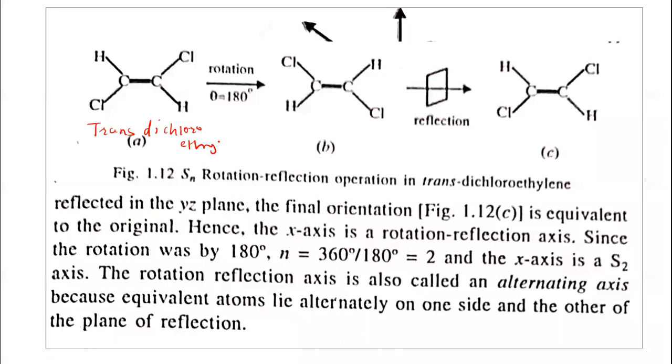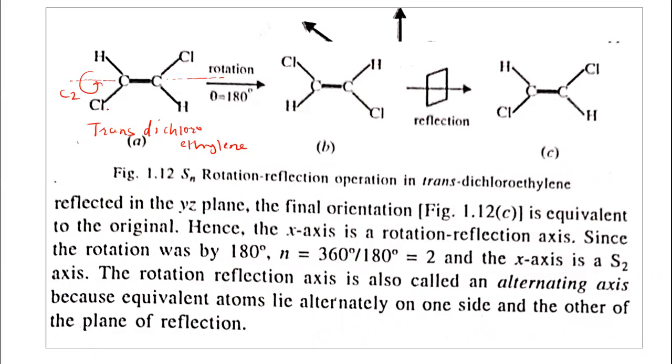This molecule has the proper rotational axis, and it also has the improper rotational axis. Now, rotating this through 180 degrees, see here, rotating through 180 degrees about the C2 axis. So this is the C2 axis.